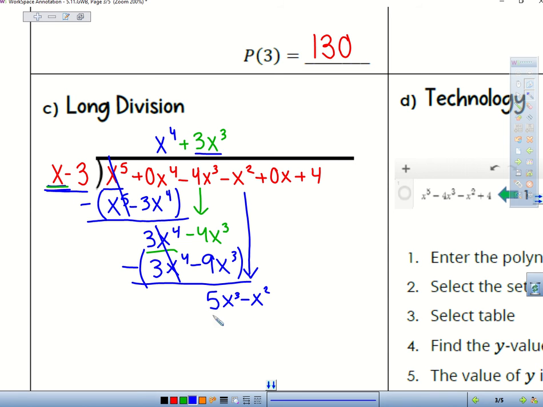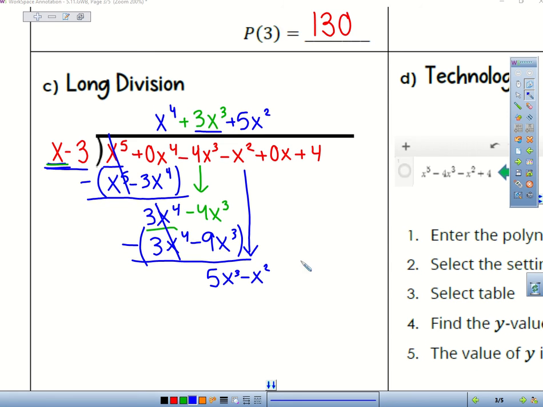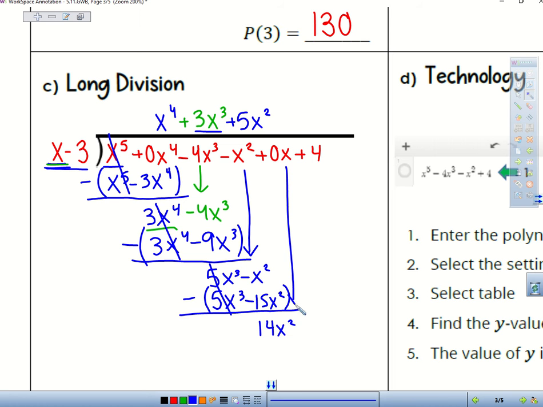What would we multiply x by to get me to 5x cubed? 5x squared. It's always one variable down, or one less variable. Now you're going to multiply 5x squared times this right here, x minus 3, which gives me 5x cubed minus 15x squared, and we subtract. These do what? Cancel out. This becomes positive, which gives me 14x squared, right? Bring down the next term.